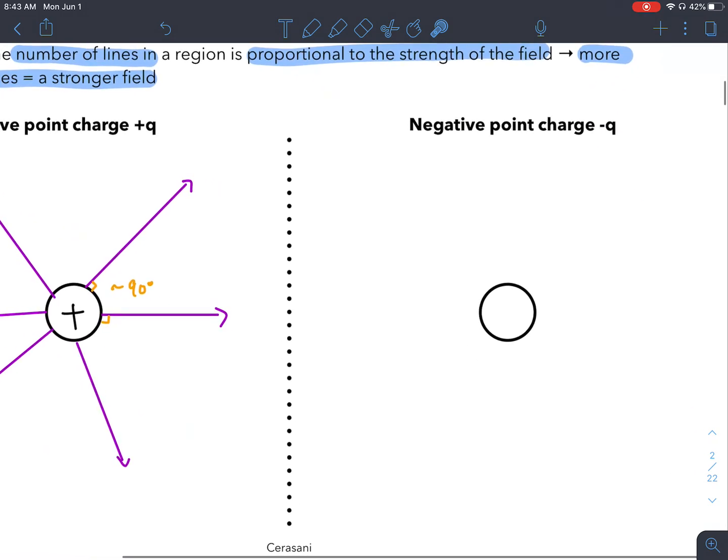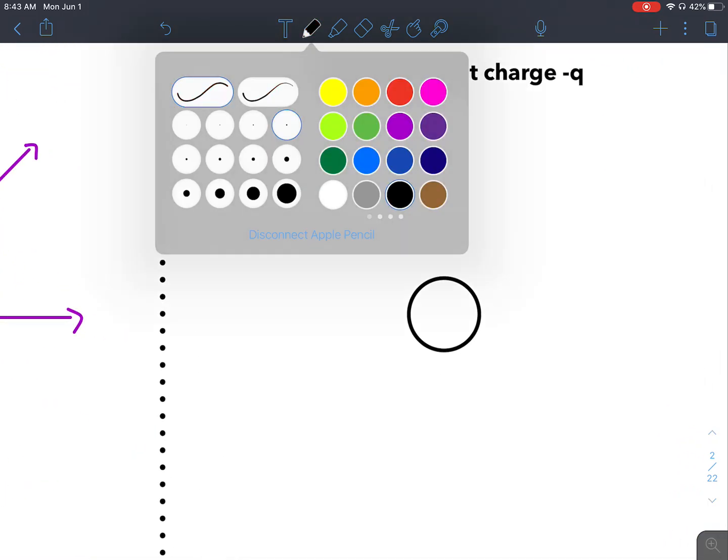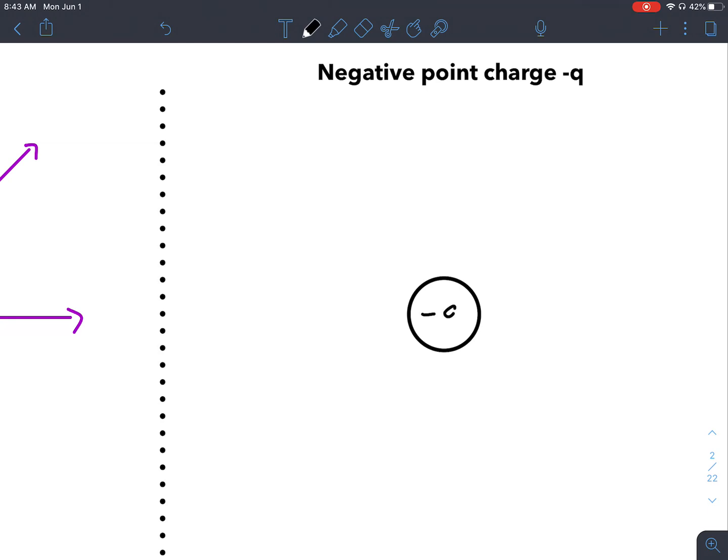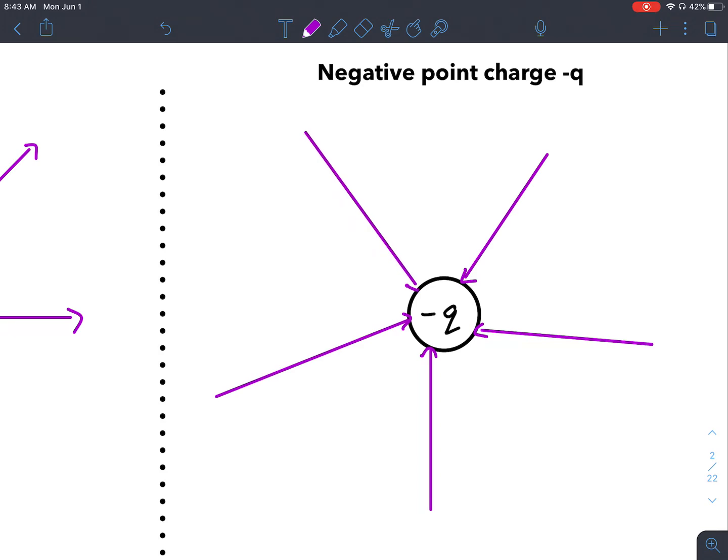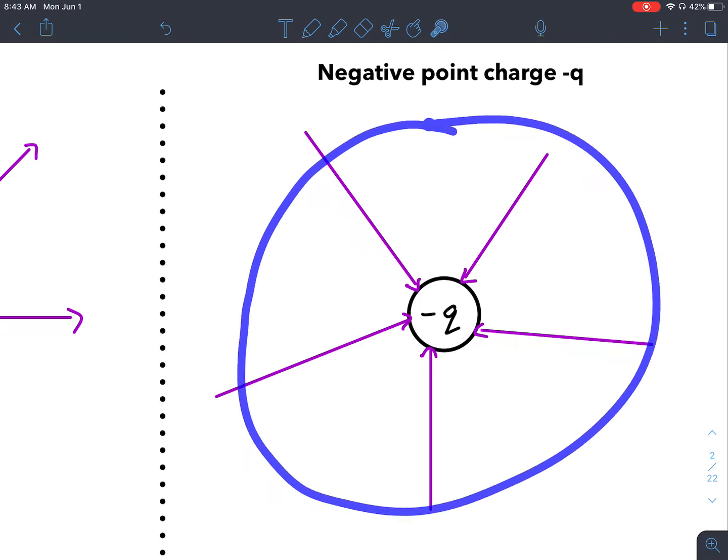If we want to do a negative charge, you guessed it, toss a negative. If you want to write negative Q in there, that's totally cool too. All these lines are coming from infinity and going towards this charge. It doesn't have to be anything pretty, I'm just doing random lines. There we go. They're coming out from this space out here where the field is weak, coming towards the charge.